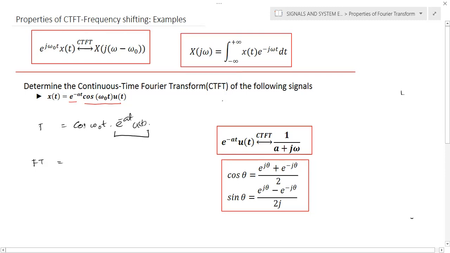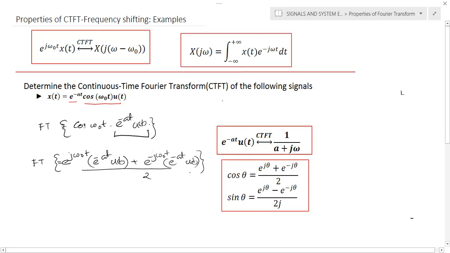We need to find the Fourier transform of this particular signal, and we can expand cos omega 0 t by using Euler's formula. So it becomes e raised to j omega 0 t into e raised to minus at into u of t, which you can consider as a single term, plus e raised to minus j omega 0 t into e raised to minus at into u of t, all divided by 2. Now we can apply the linearity property.